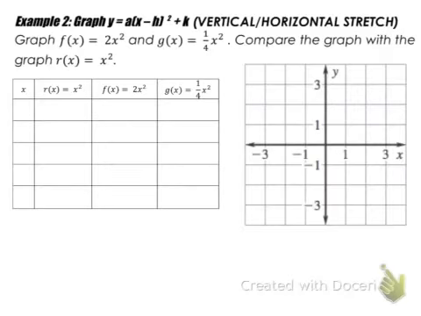Alright, so in example 2, here we have our directions. We have to graph y equals a times (x minus h) squared plus k. So this is vertex form. And the two equations that we have to graph: f of x equals 2x squared and g of x equals 1/4 x squared. Notice how we don't have an h or a k, but we do have a 2 as our a for f of x, and a 1/4 for our a for g of x. And we're going to see how that affects the graph in comparison to the parent function.